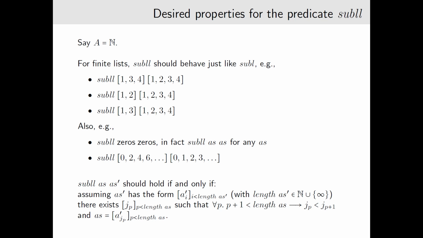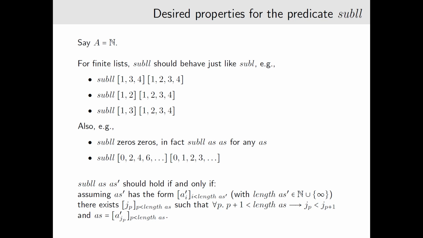So it should consist of essentially the elements of AS prime, preserving the order and perhaps escaping some elements. So we have this chain of positions JP, and AS should consist of exactly those elements at positions JP. So this is a kind of trouble that we need to take when we want to define this in closed form directly. And this would not be a problem. I mean, it can be done. The problem is that when we start reasoning about it, it's going to be very difficult.